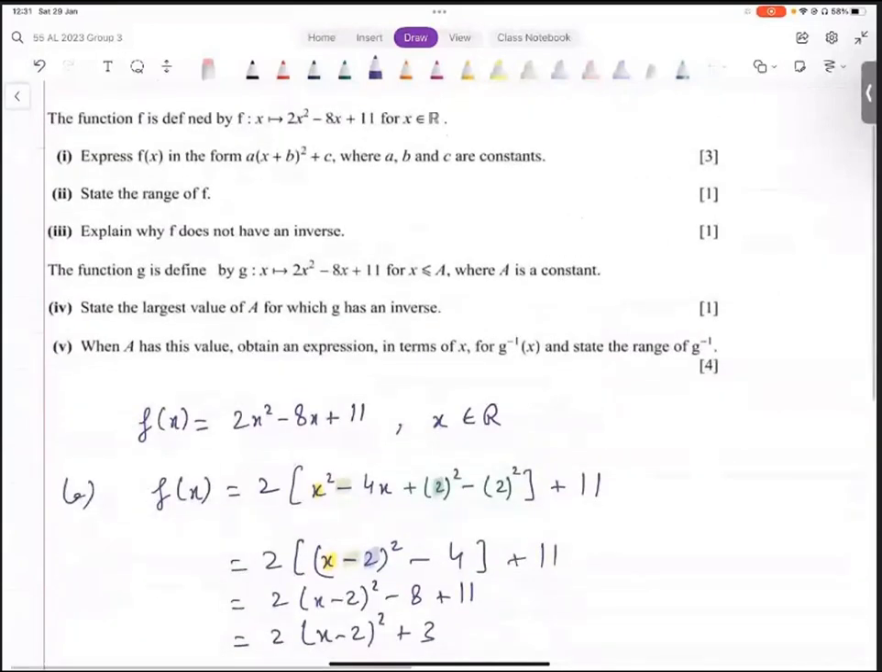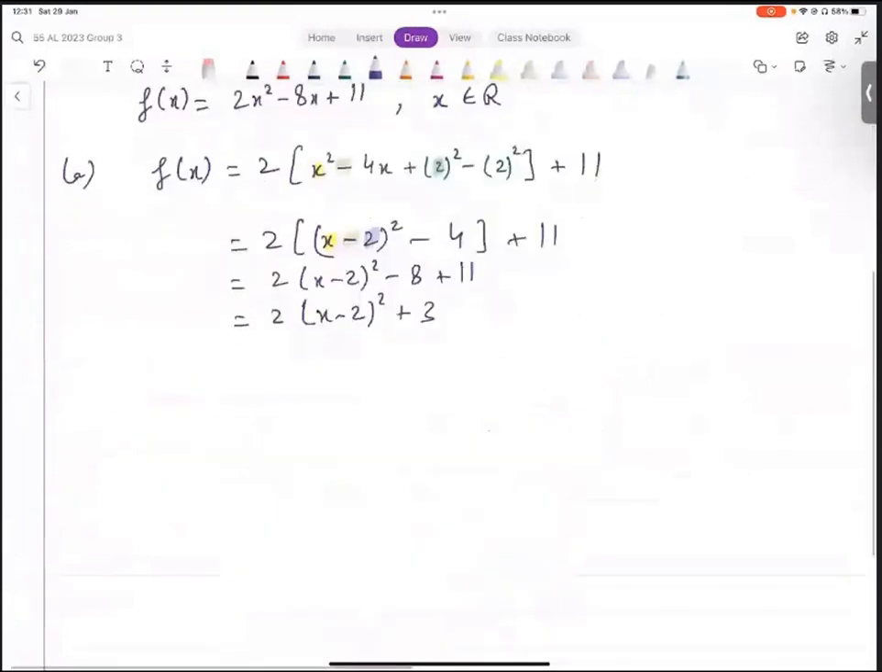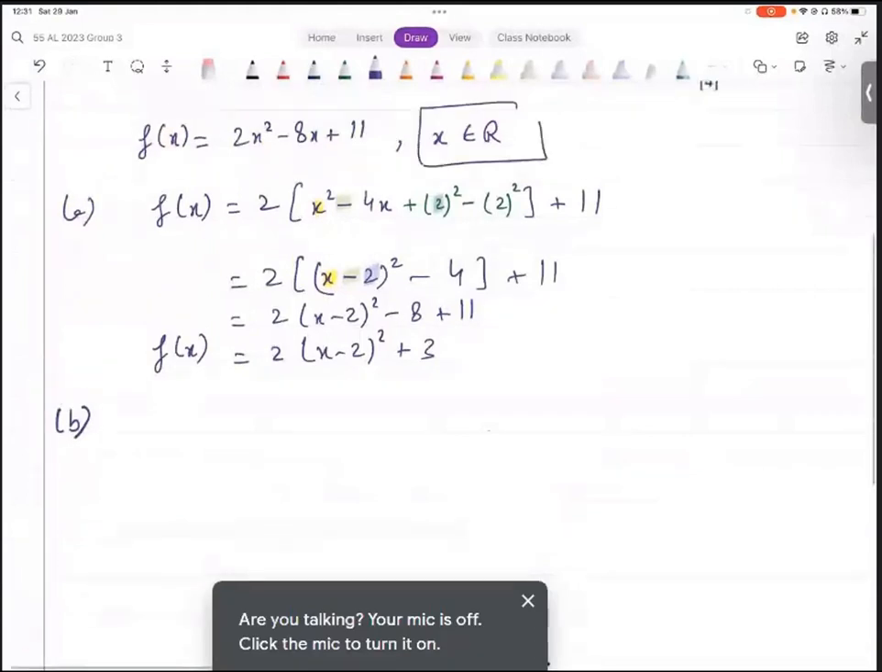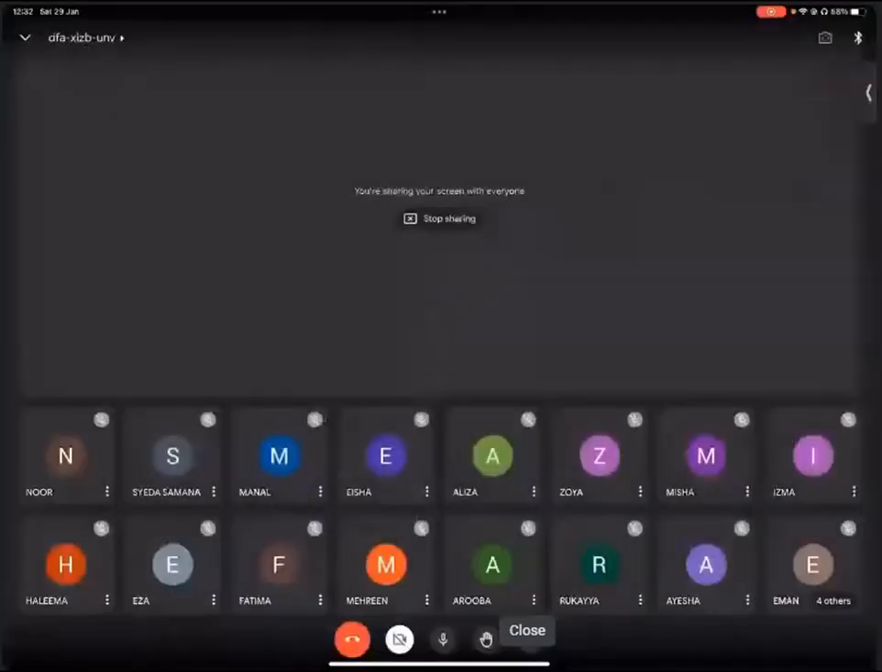Now in the second part it says state the range of f. State the range of f. So now this is the function. And it's defined for all real values of x, right? What's the range of this function? The values of y. Anyone? How do you find the values of y here? Range क्या होगी इस function की? How do we calculate that?